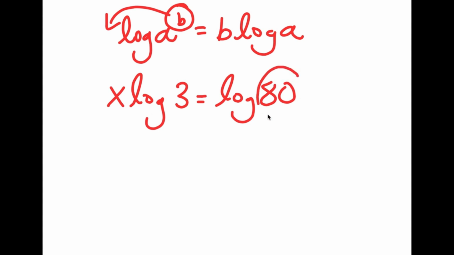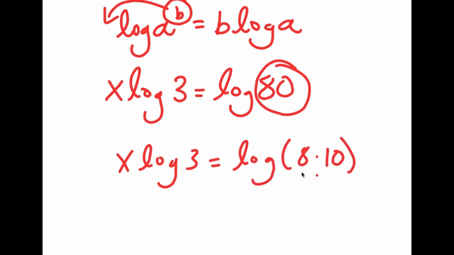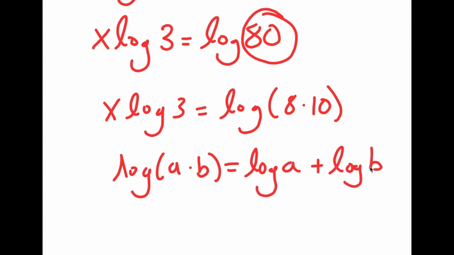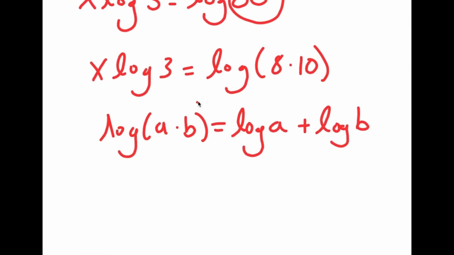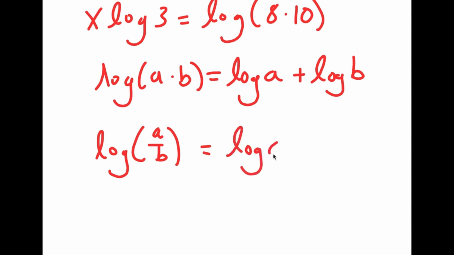Now from here, I'm going to rewrite 80 here as 8 times 10. And if I have something in the form log a times b, this is equal to log a plus log b. And this is another one of the logarithmic properties. There is also log a over b, and if I have something in this form, this is the same thing as log a minus log b.